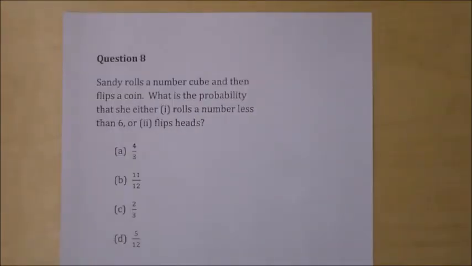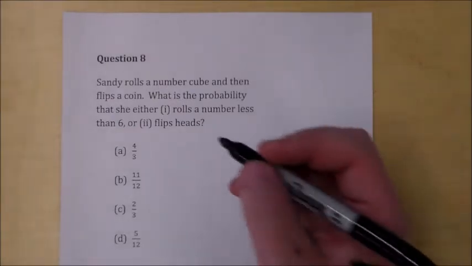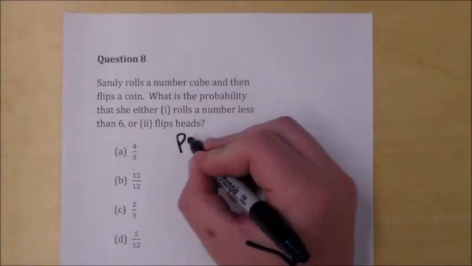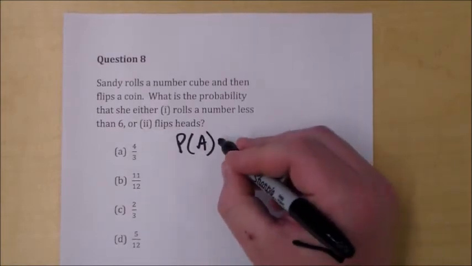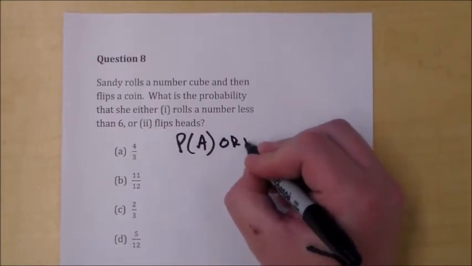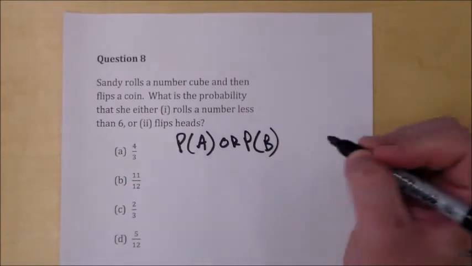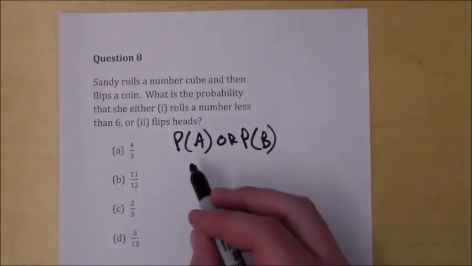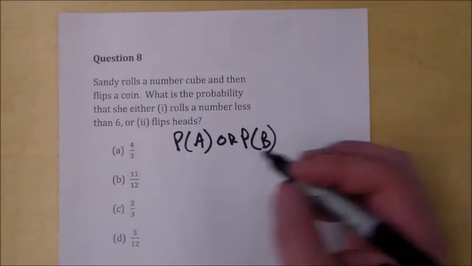Question 8. Sandy rolls a number cube and then flips a coin. What is the probability that she either rolls a number less than 6 or flips heads? Okay, so now we're doing union probability, right? We're doing probability of A or probability of B. So we're doing the probability of or. So what do we got for the rule here?